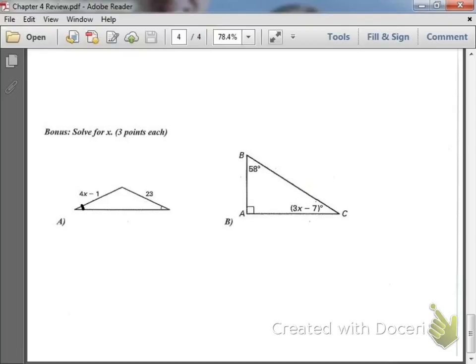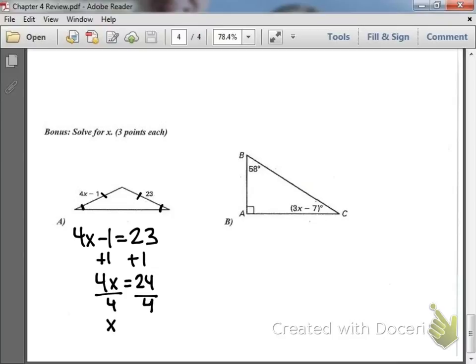Part A of the bonus, you can see that these angles are marked as being congruent. If the angles are congruent, the sides opposite those angles are also congruent. So this is 4x minus 1 equals 23. And then you solve for x. So you'd add 1 to both sides. Divide both sides by 4, so you should get that x equals 6. Questions on the first bonus, part A?